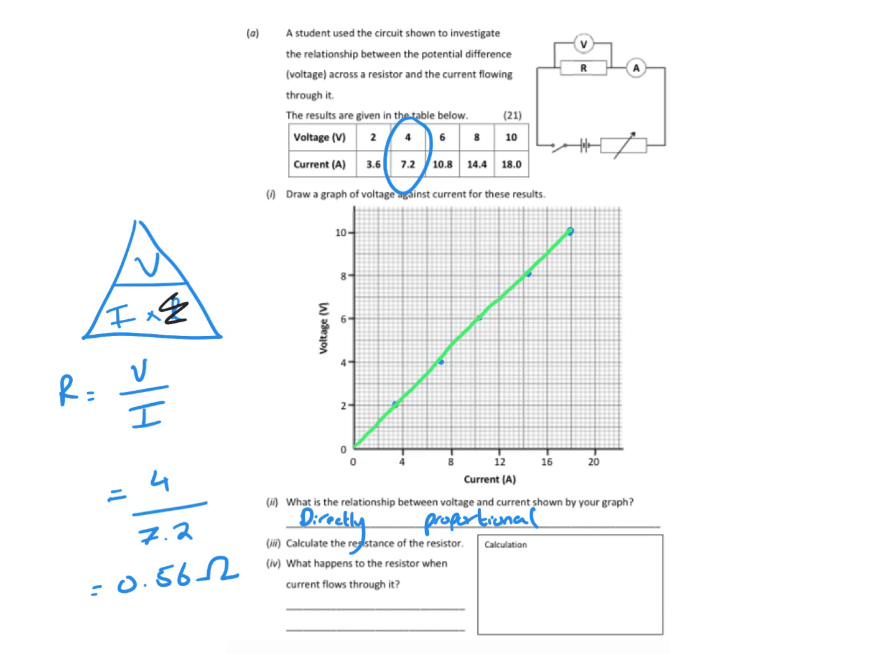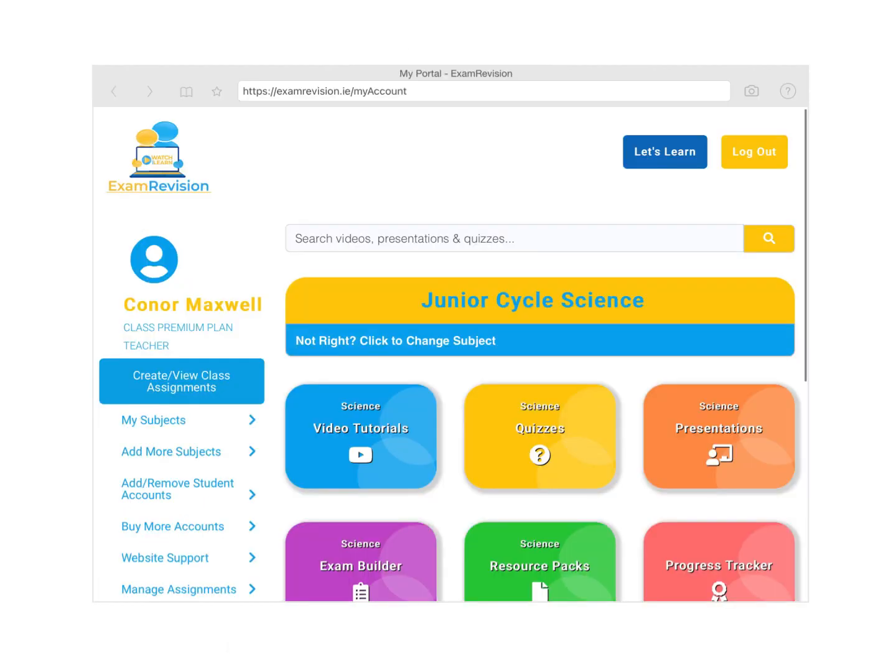Now that is a very common question that does come up on electricity, where you have to graph the voltage and the current, state that the relationship is directly proportional, and perform calculations based on the data that you have.